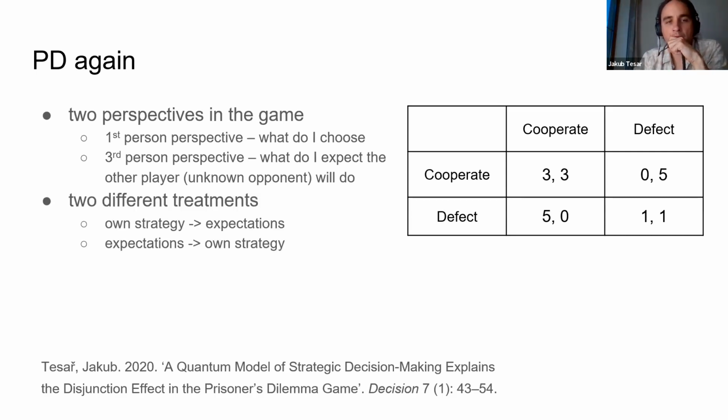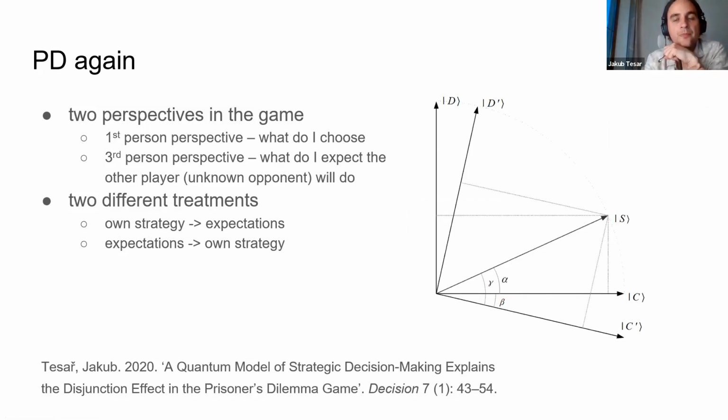And if we think of them as non-compatible, we can see whether changing the order of those questions has an effect, whether there is no order effect in this setting. In my experiment, I used two different treatments. I first asked half of the participants what their strategy is and what their expectation is, and the second half what their expectation is and then what their strategy is. So I interchanged the order of the perspectives.